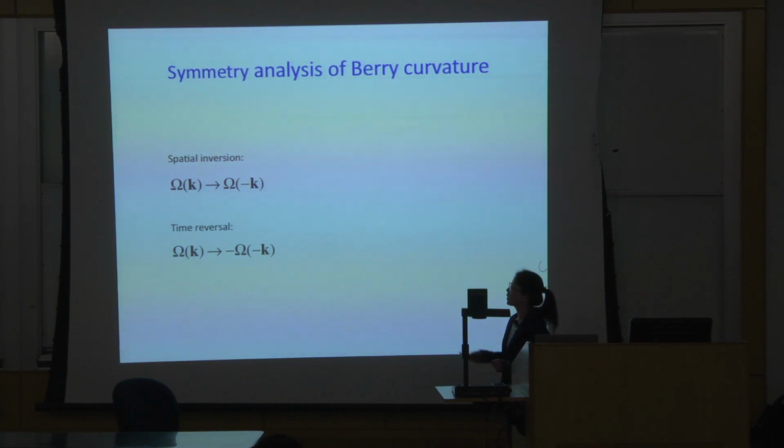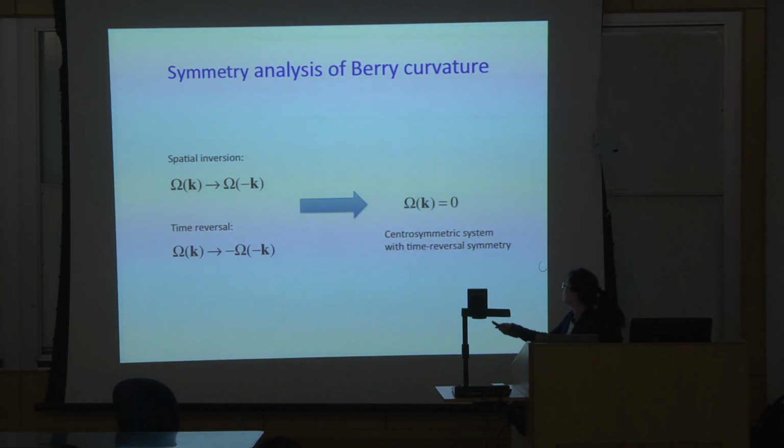The Berry curvature is like a magnetic field, so it's a pseudo vector, right? So it transforms like a magnetic field. If I do a spatial inversion operation, this does not change. And if I do a time reversal operation, you gain a negative sign. Therefore, if I have both spatial inversion and time reversal symmetry in the system, then I should get 0, right? So in order to get non-zero Berry curvature, I need to break one of those.